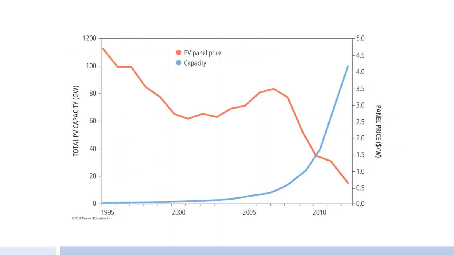So when we look at the cost of solar panels, the red line is the price of solar panels. So 1995, extraordinarily high, but then as more people start getting solar panels, the price drops. Because now more and more people are getting it, and so people can produce it for cheaper.